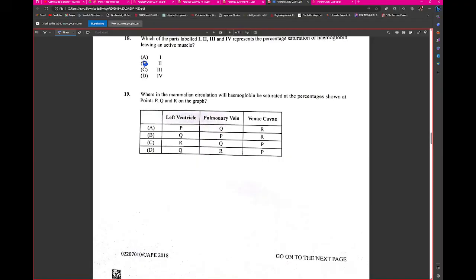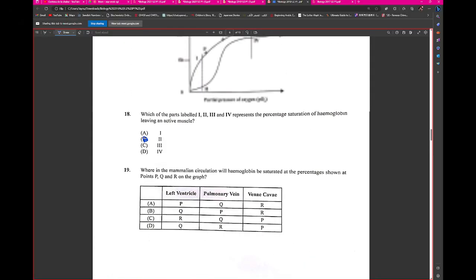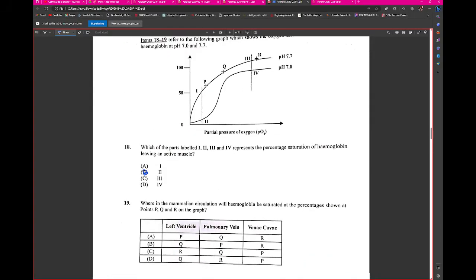So this is the next question. Where in the mammalian circulation will hemoglobin be saturated at the points shown at P, Q, and R on the graph, right? So at P, alright, Q and R.